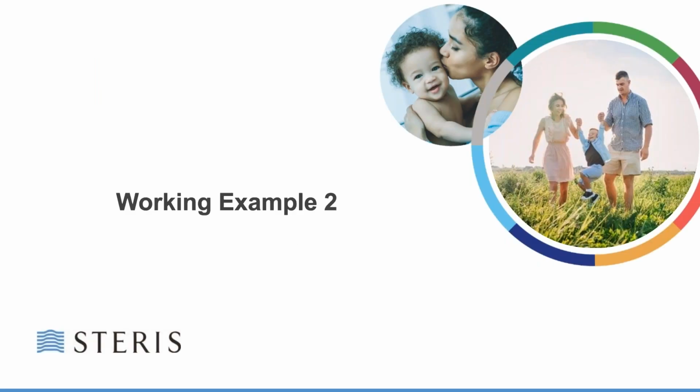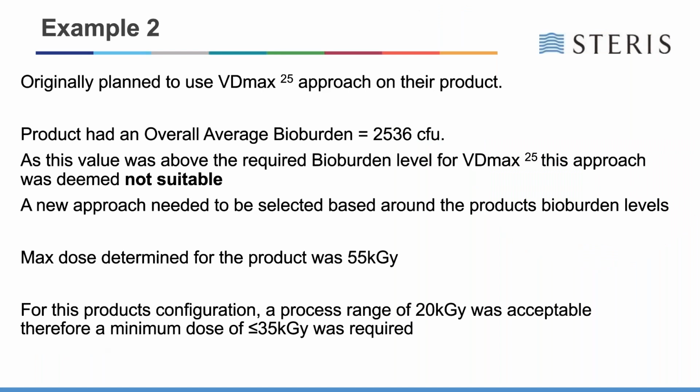Our next worked example, number 2. This one, the customer originally planned to use a VD-Max 25 approach on their product. However, after testing, they've determined the overall average bioburden was 2,536 CFUs. As this was above the required bioburden levels for VD-Max 25, this approach was deemed not suitable, and a new approach was going to be required to determine the dose. The max dose for the product was determined to be 55 kilograys, and for this product's configuration, a processing range of 20 kilograys was acceptable. Therefore, a minimum target dose of less than or equal to 35 kilograys was required.